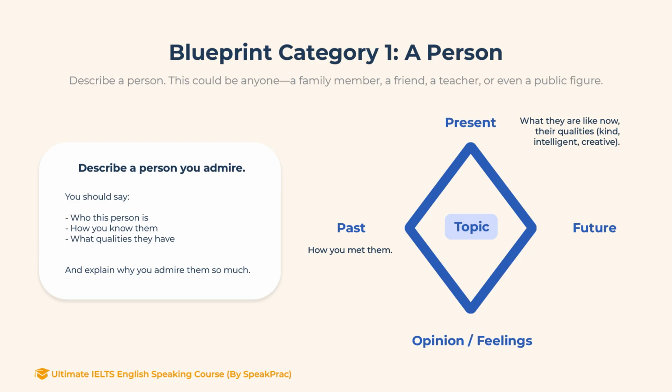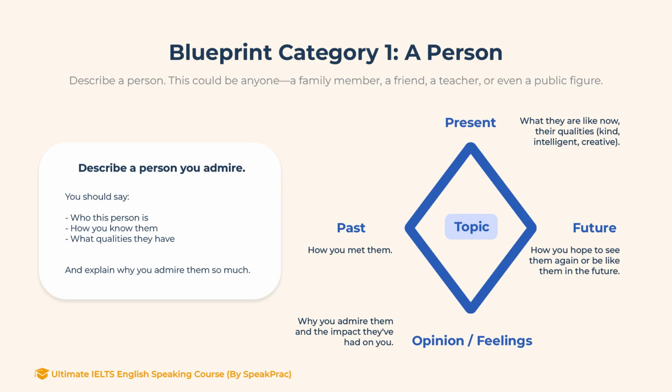Well, you can talk about what they are like now, their qualities, such as are they kind, intelligent, or creative. The future. You can talk about how you hope to see them again or be like them in the future. And what about your opinion or your feelings? Well, you can talk about why you admire them and the impact they've had on you.